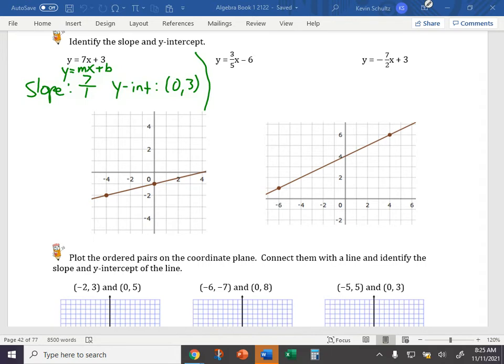So when you look at that, and if you understand that that m variable is your slope, if I ask you for the slope, you're just looking for what number's in the place of m. 7 over 1, or just 7. And then when I ask you for the y-intercept, you know, that plus b, you're just looking at what number's in place of b. Positive 3.